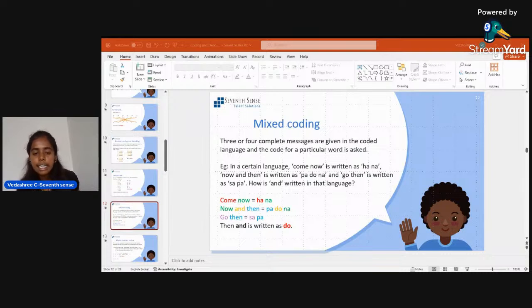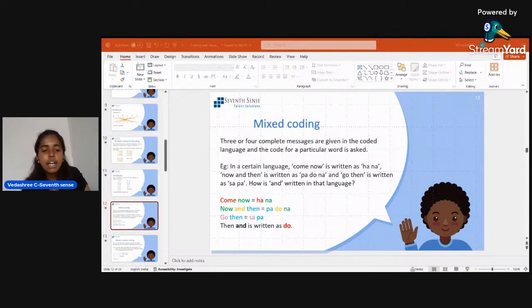Okay, we'll move on to the next type of problem, that is mixed coding. So mixed coding is nothing but 3 or 4 complete messages are given in a coded language. So coded language is nothing but a code has been assigned for particular letter. Understood? Okay, thank you. So here a particular code has been assigned to a word. So each and every particular word has been assigned with a code here.